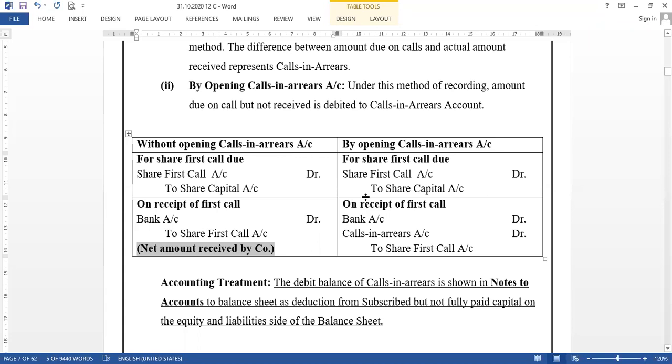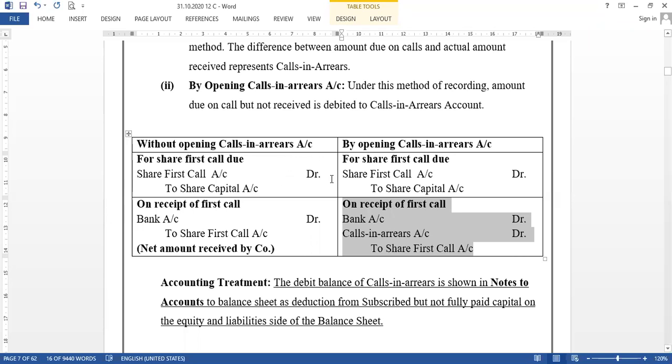बट इफ यू हैव टू ओपन कॉल्स इन एरियस अकाउंट, तो फर्स्ट कॉल का एंट्री में तो कोई डिफरेंस नहीं आएगा, शेयर फर्स्ट कॉल टू शेयर कैपिटल दैट रिमेन्स सेम. बट देन ऑन रिसिप्ट ऑफ द मनी, सो बैंक अकाउंट डेबिट, कॉल्स इन एरियस अकाउंट डेबिट टू शेयर फर्स्ट कॉल. ठीक है, यू हैव टू गो फॉर जस्ट वन थिंग. You cannot do half-half, किसी में कॉल्स इन एरियस लिखा किसी में नहीं लिखा, you cannot do that. Any of the sum, you have to go and apply just one method.